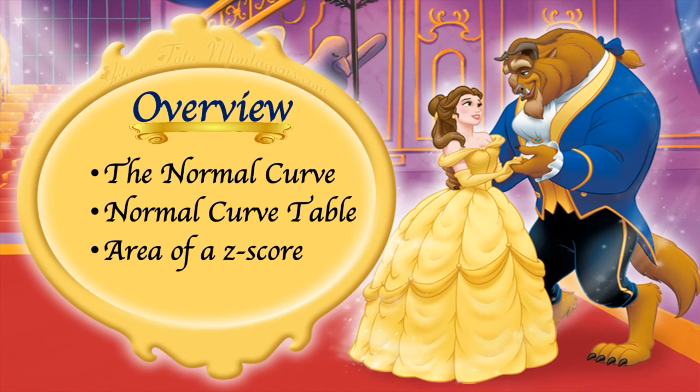Here's an overview of what we'll be talking about today. We're going to start by talking about the normal curve and particular elements that are unique to the normal curve and the normal distribution. Then we're going to learn about a special normal curve table that we're going to use to help us calculate various percentages of scores that fall within the normal distribution. And we're going to wrap up our discussion by talking about the area of a z-score. This will all make much more sense once we get started. So please be my guest.